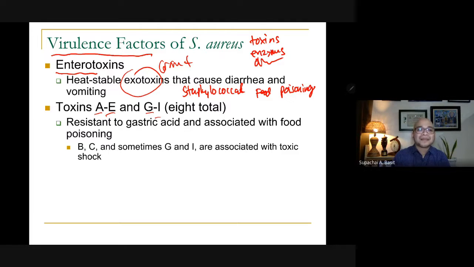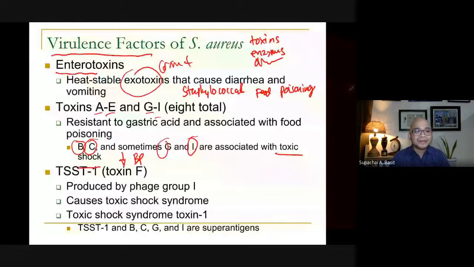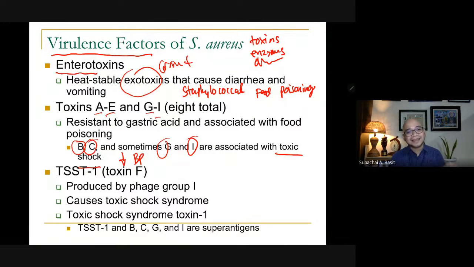And incidentally, toxins B, C, G, and I are associated with toxic shock. So people with toxic shock would have a rapid drop in blood pressure. And then we also have the toxic shock syndrome toxin 1. So this one is toxin F.